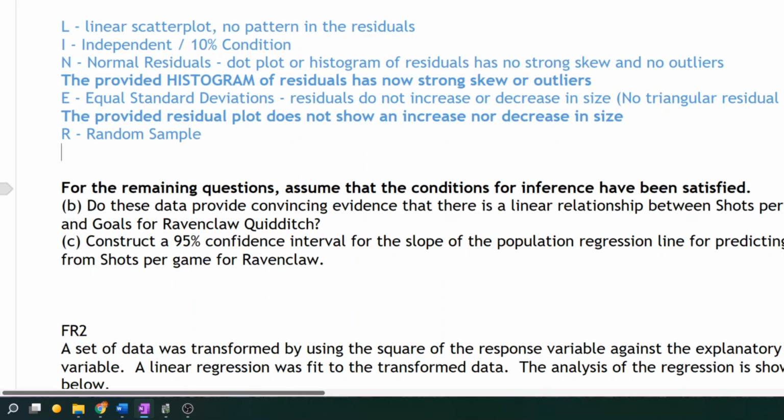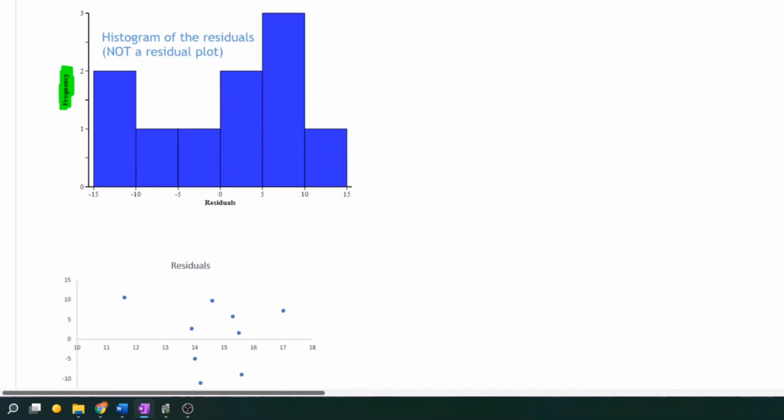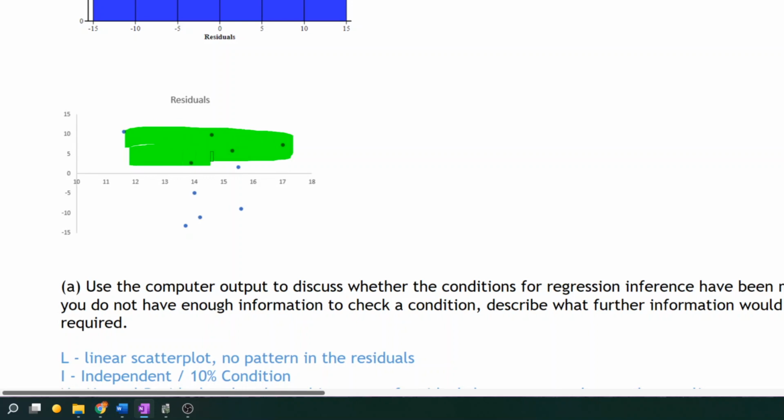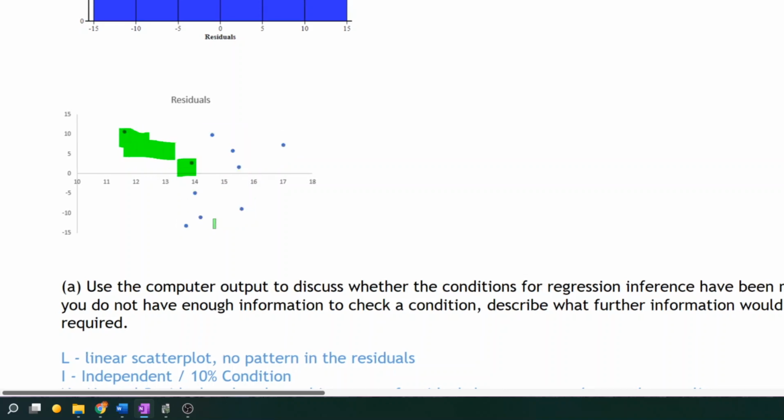Our next condition is equal standard deviation, and the provided residual plot does not show an increase or decrease in size. You can see this over here. All of the residuals are in this band. As we read it from left to right or from right to left, we don't see an increase, nor do we see a decrease. So that condition is satisfied.